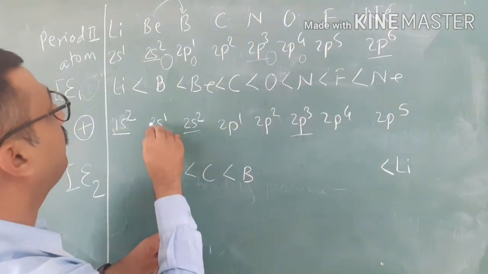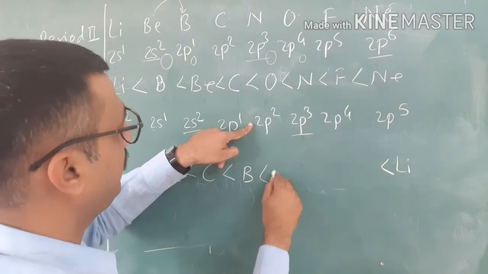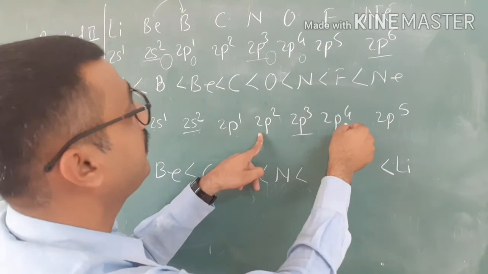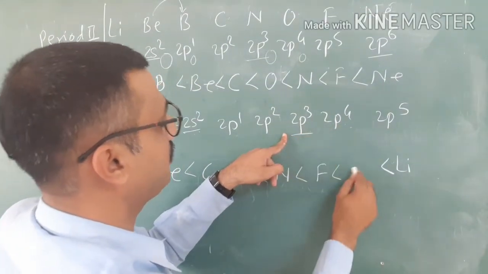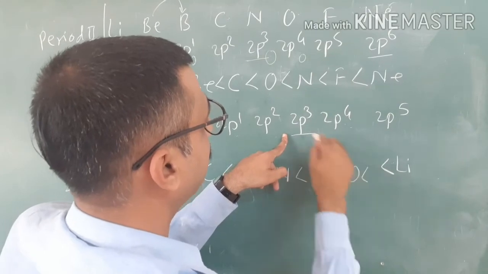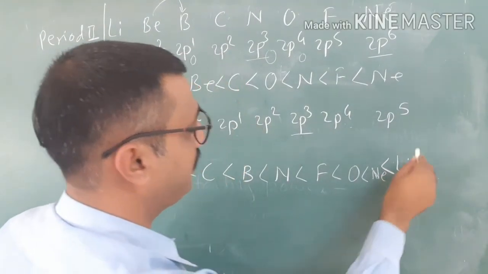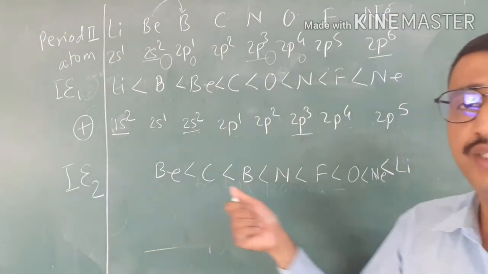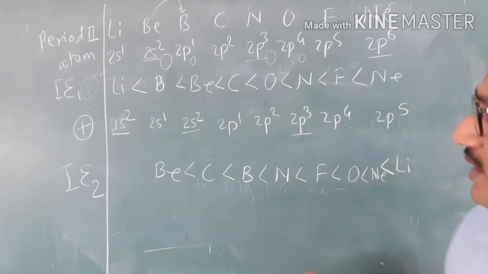So beryllium, carbon, boron, then here we should go towards nitrogen. After nitrogen it is a stable one, so we should shift here to fluorine. After fluorine the stable electronic configuration is of oxygen, and after oxygen here we have the electronic configuration of neon, and lastly we have lithium. So this is the trend for the second ionization potential values; they vary as per this sequence.